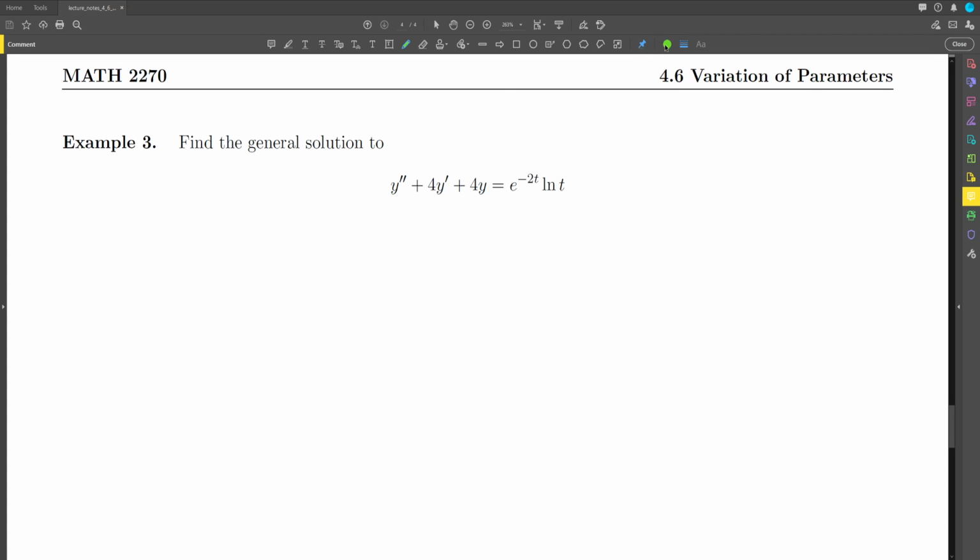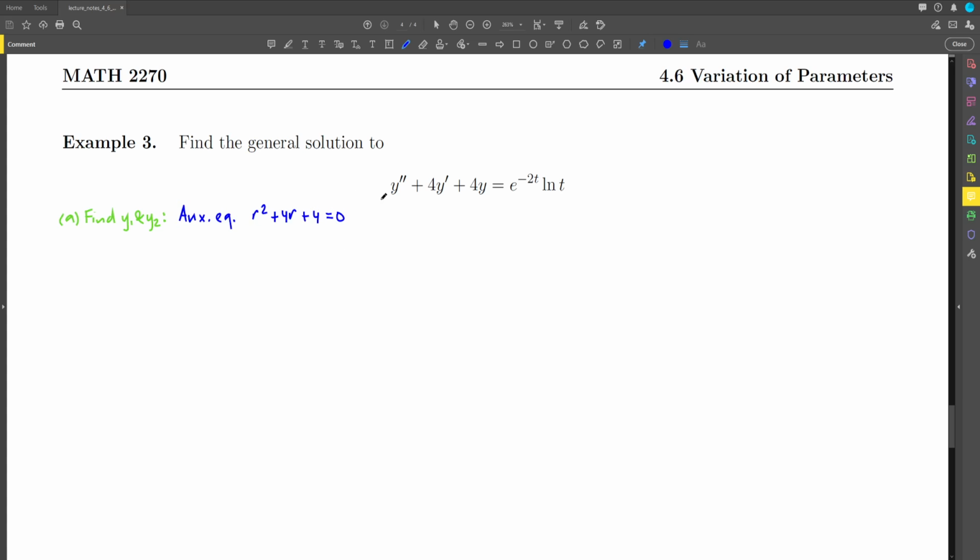And the first step here is that we have to find y1 and y2. So to do that, we look at the auxiliary equation, and the auxiliary equation is r² + 4r + 4 = 0.